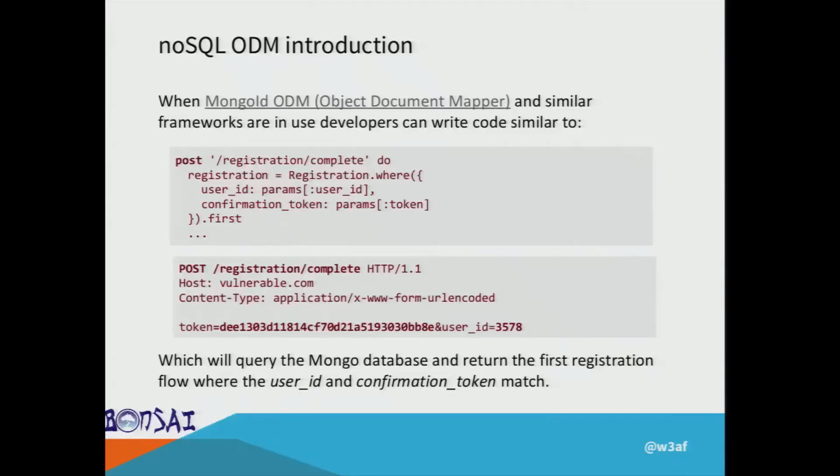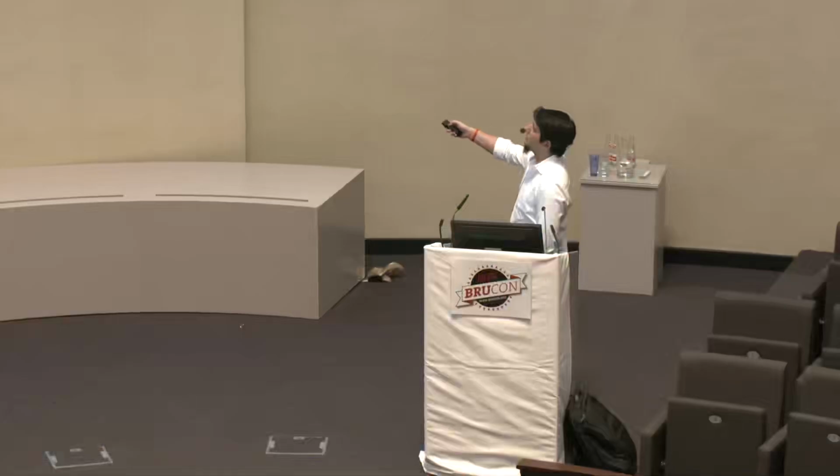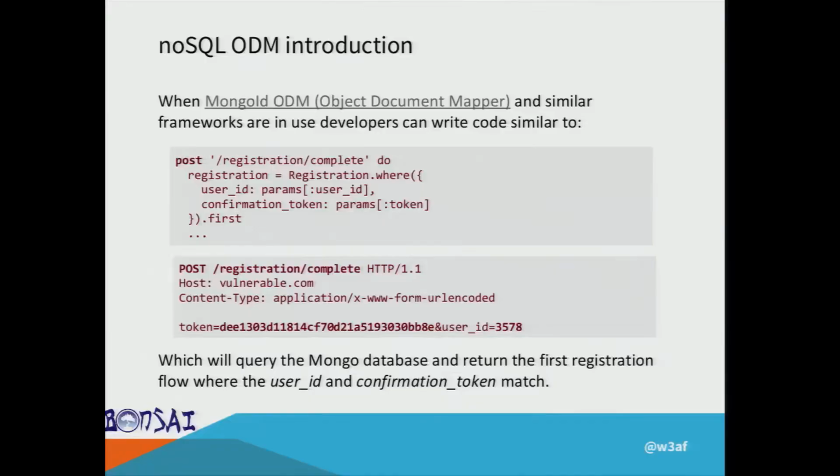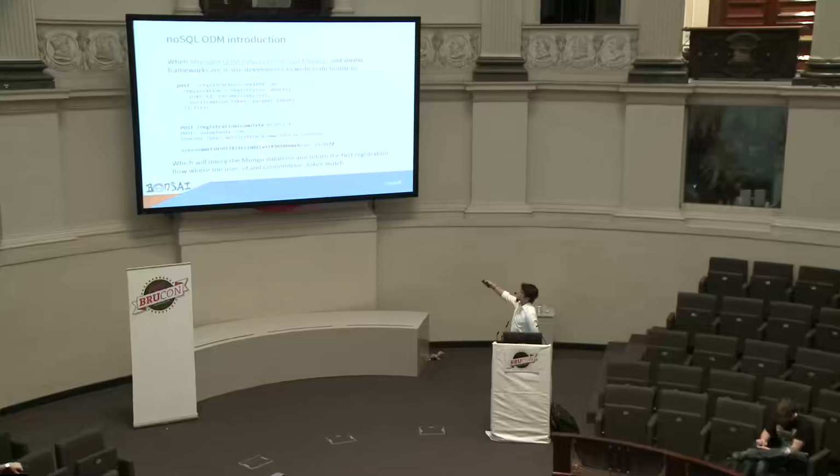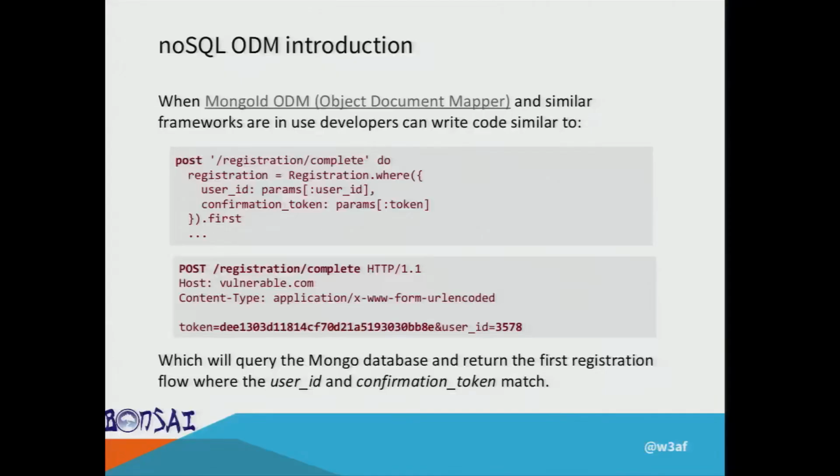So if you're writing a Ruby on Rails application, you use Mongoid, and you're going to have code similar to this one. You'll have the registration model, and you're going to query the registration model using this syntax. In the syntax, you say, all right, I want the registration where the user is this one, and the confirmation token is this other token.